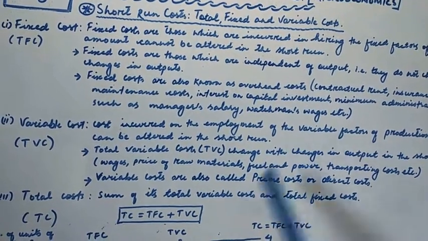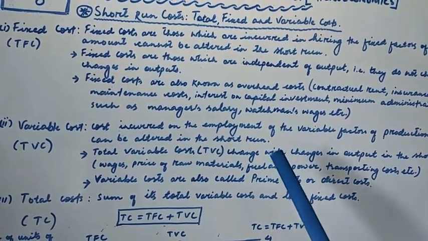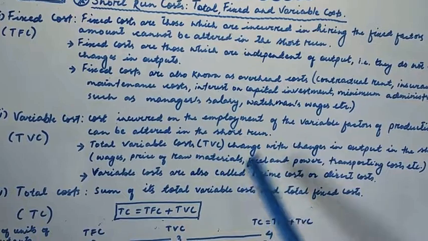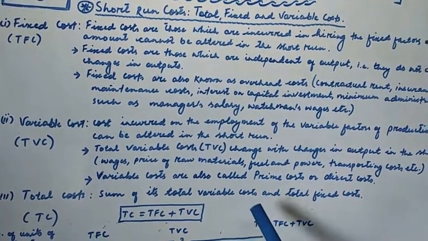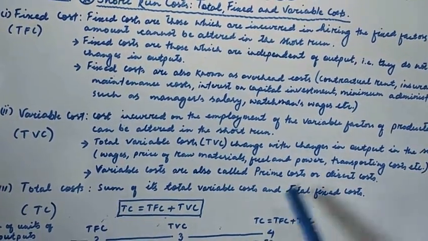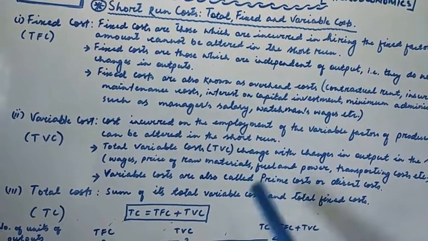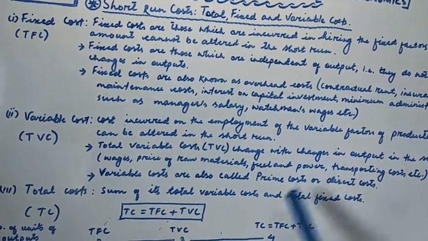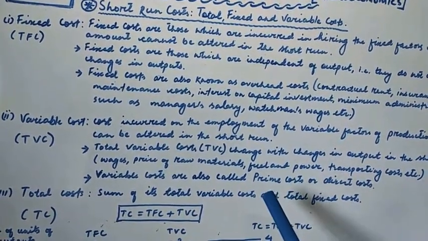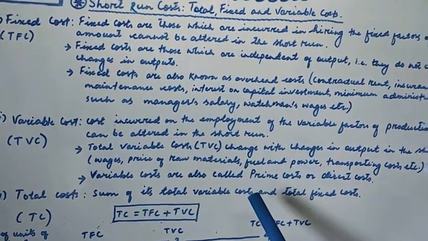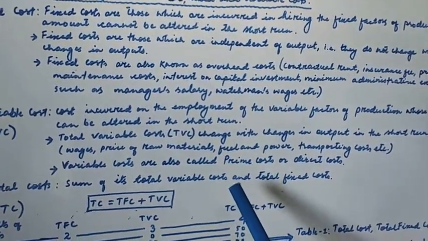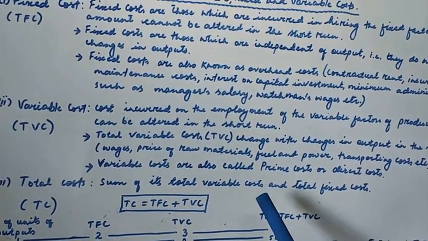If output falls, variable costs also decrease. So it is changing according to the output. It is dependent on the level of output that is produced. So what are the types of costs that are included in variable costs?